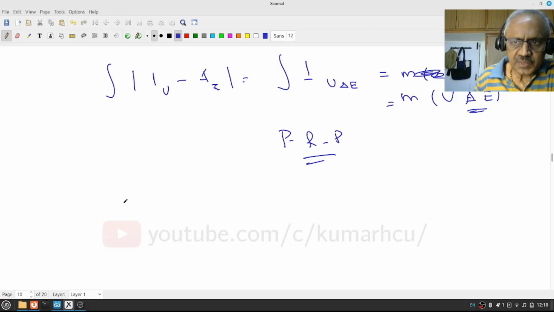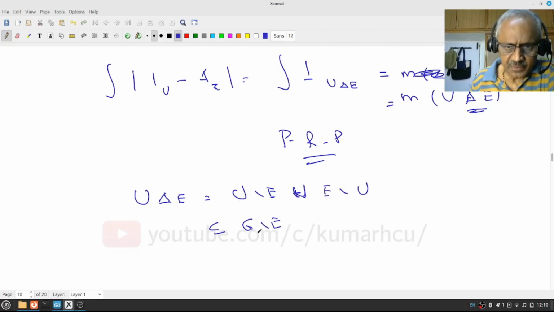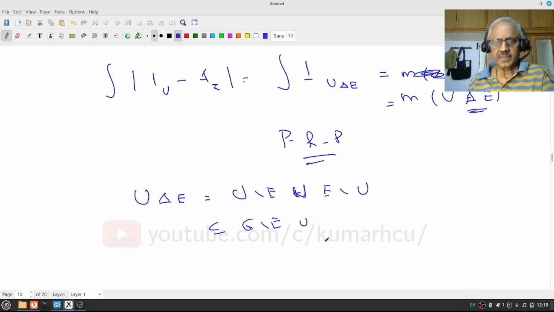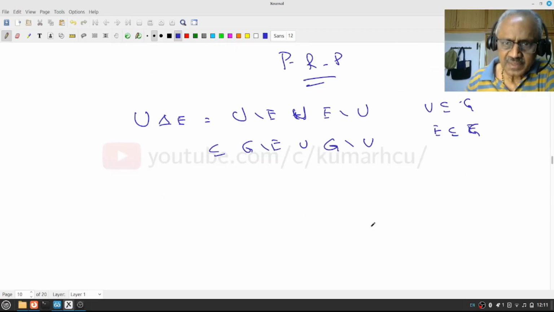Now, what is this measure? So U symmetric difference E is U minus E, disjoint union E minus U, right? But U minus E is contained in G minus E, which is contained in G. Therefore this is G minus E union this, which is going to be E minus U. Oh, what can I say here? I can't write this as E minus G. Yeah, this is contained in G minus U. Notice that I am using the fact that U is contained in G and E is also contained in G, right? I am using this, right?